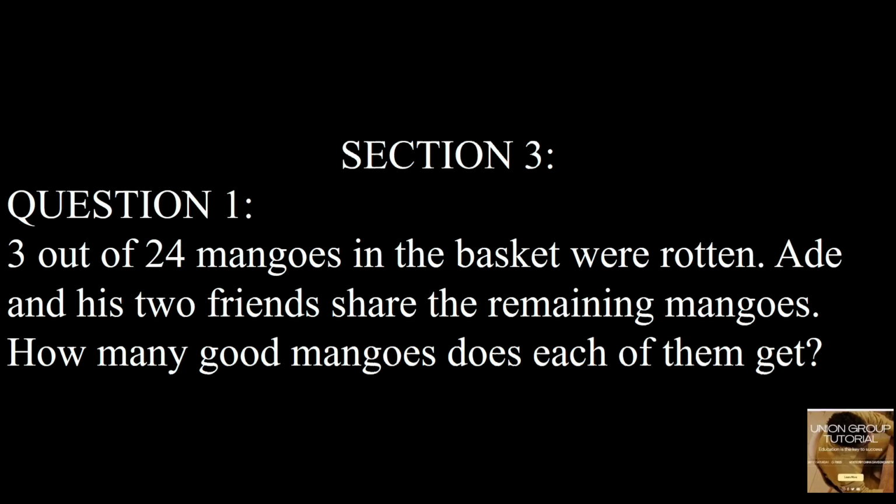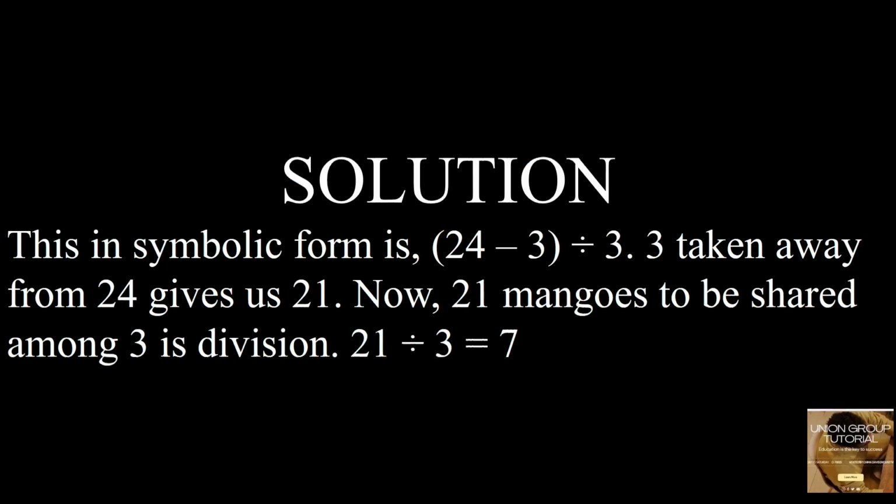Ade and his 2 friends share the remaining mangoes. That means the remaining mangoes after the 3 were removed from the basket are shared among 3 of them. So that is open bracket 24 minus 3 close bracket divided by 3. How many good mangoes does each of them get? That is our equation. Next is to apply BODMAS to solve it accurately and correctly. So our final answer for this question is 7 after the application of the BODMAS principle.